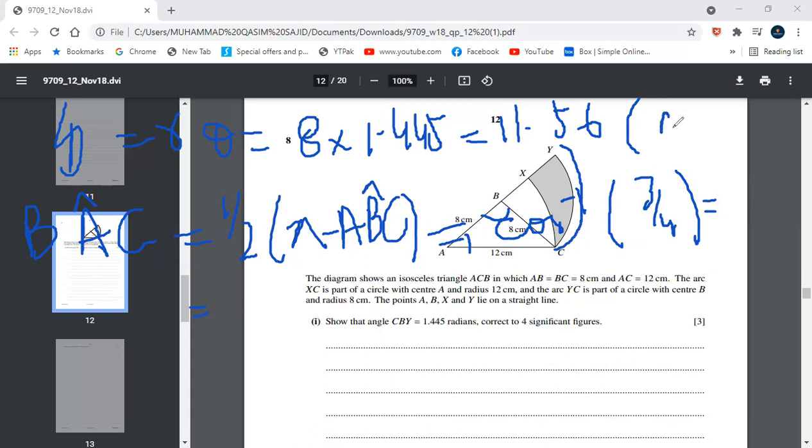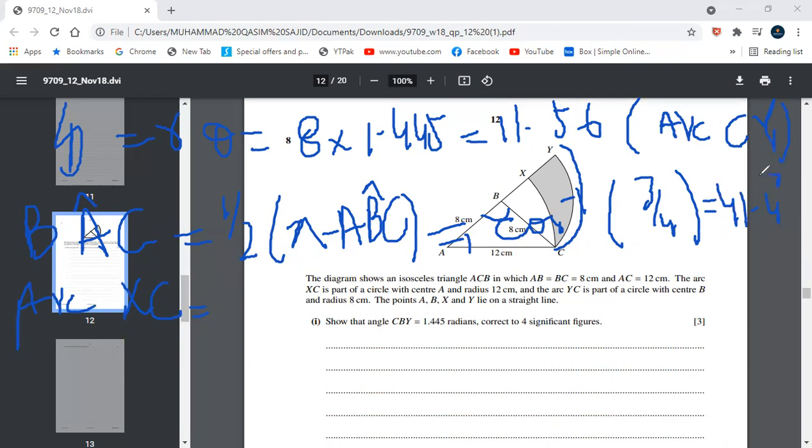Cos inverse 3 upon 4. Let me just try it. 41.4. Okay, 41.4.